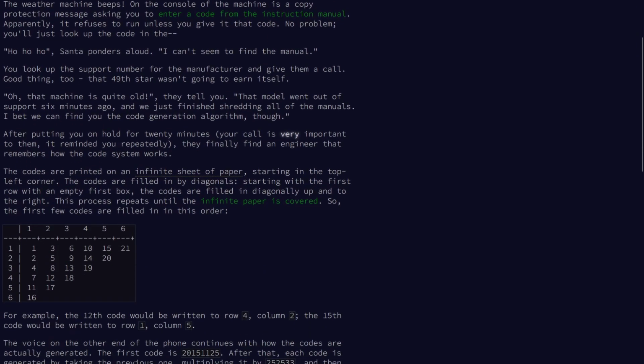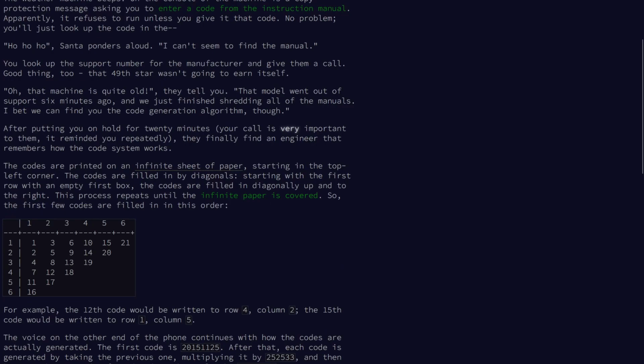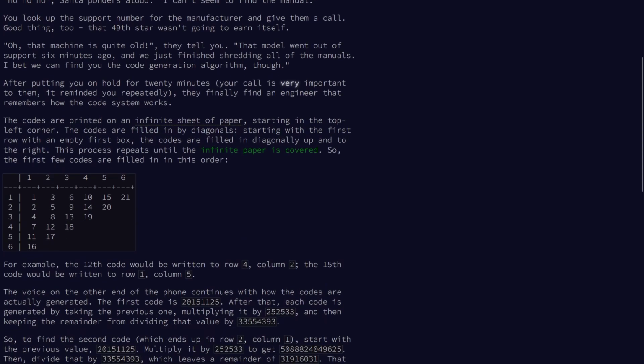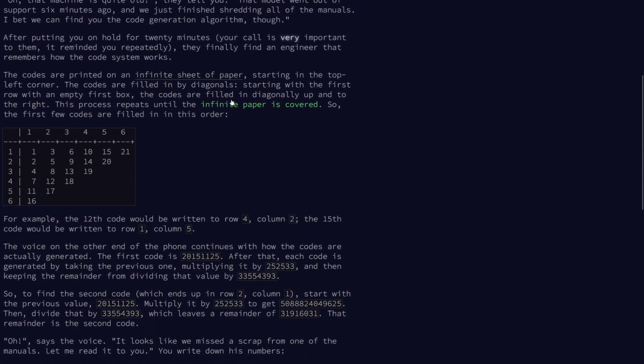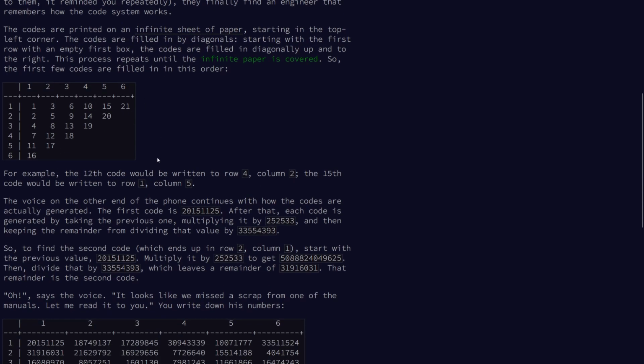So the core of the logic is you have a bunch of codes that are printed on an infinite sheet of paper starting in the top left corner, and they're filled in diagonals starting with the first row and then filling diagonally up and to the right. And this process is repeated until the infinite paper is covered, whatever that means. So this is how the first few numbers would be presented.